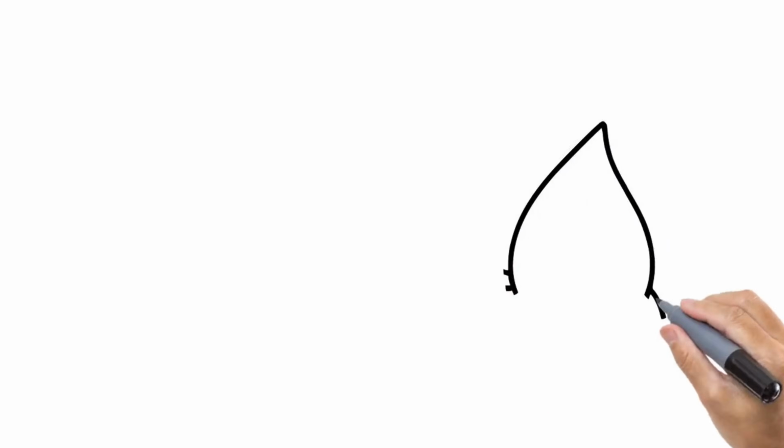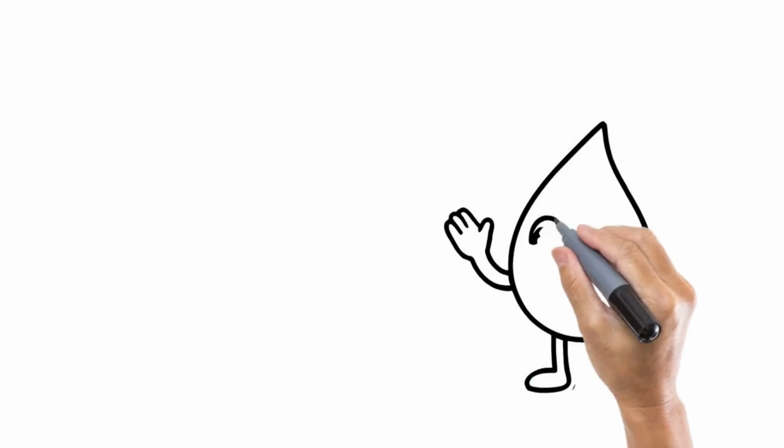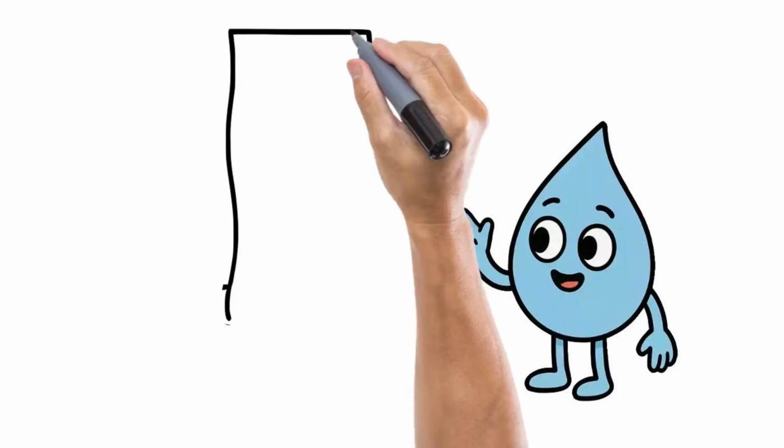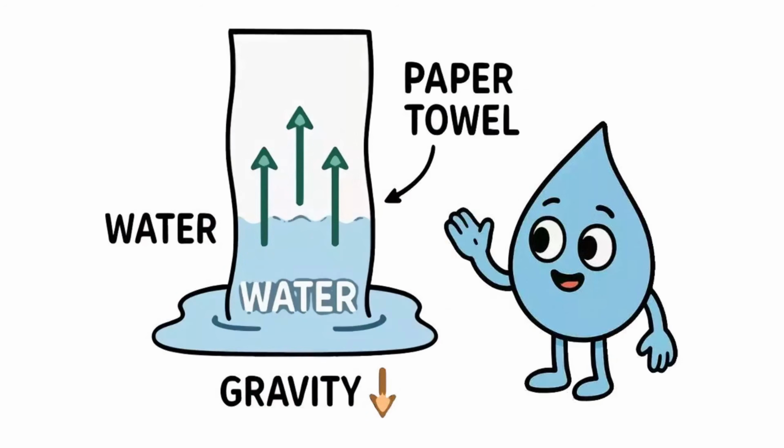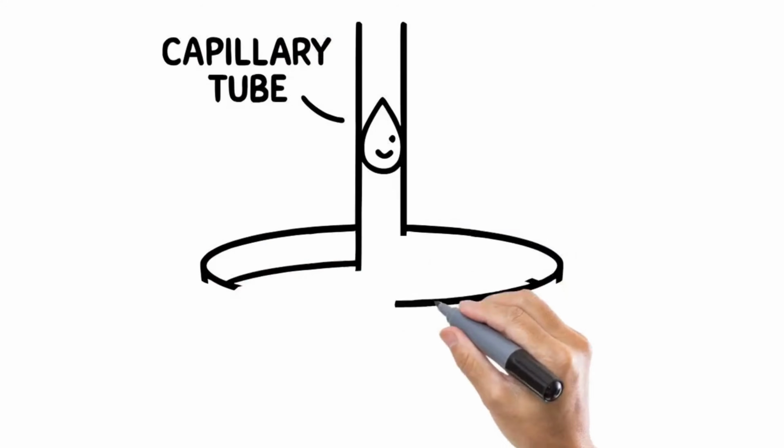You've seen water climb up a paper towel, right? Weird question. How does water move upward against gravity with no pump at all? In this video, we'll explore what is capillary action of water and why it quietly shapes our world. First, what is capillary action of water?